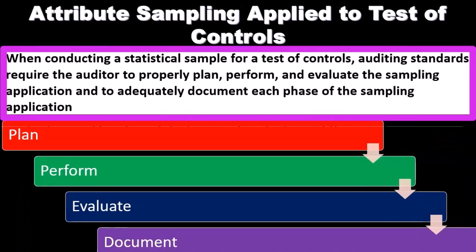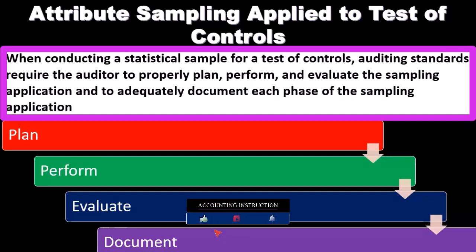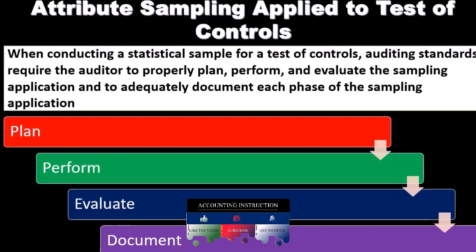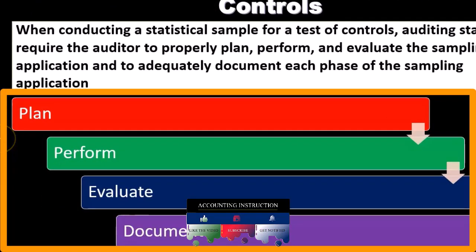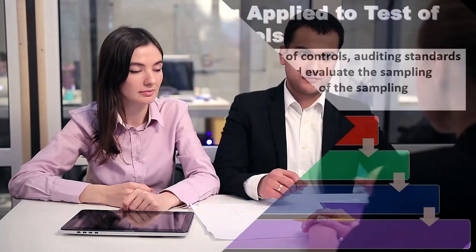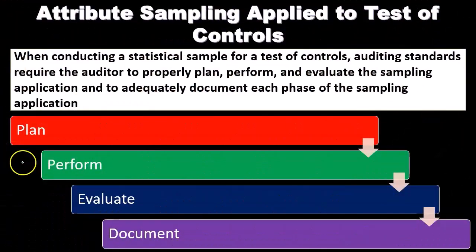Recalling that, when conducting a statistical sample for test of controls, auditing standards require the auditor to properly plan, perform, and evaluate the sampling application and to adequately document each phase of the sampling application. Those phases: plan, perform, evaluate, document. We now have considered plan and perform and are now on evaluate. In other words, we've planned the attribute sampling process, and then we've actually performed the procedures. Now we're going to evaluate the results.